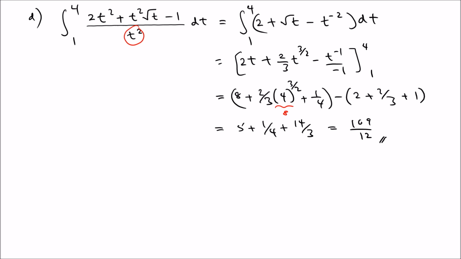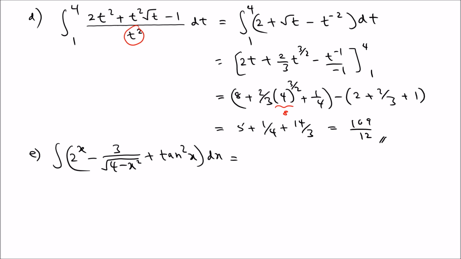Okay, let's do one last problem. E. How about this one? The integral of 2 to the x minus 3 over the square root of 4 minus x squared, plus tan squared x. Unfortunately, tan squared x is not something common, so we're going to rewrite this with something that you know. For example, using a trigonometric identity, you can write this one as secant squared minus 1.